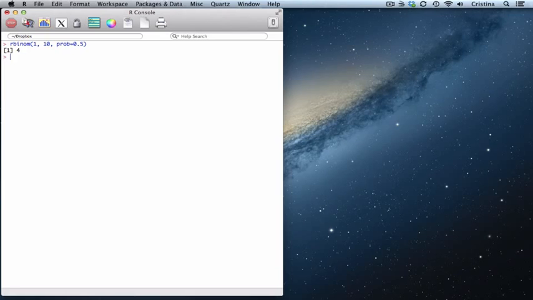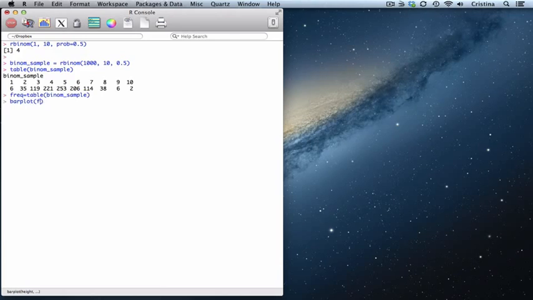Let's try creating 1,000 samples. That is, we would like to perform 1,000 experiments where each consists of tossing a coin 10 times. We'll store the number of successes, or heads, for each of the 1,000 experiments in binom_sample. With the table command, we can see what our outcomes were and how often we observed 0 successes, or 1, or 2, or so on. We can save these frequencies and plot them to get a visual representation of the samples obtained.